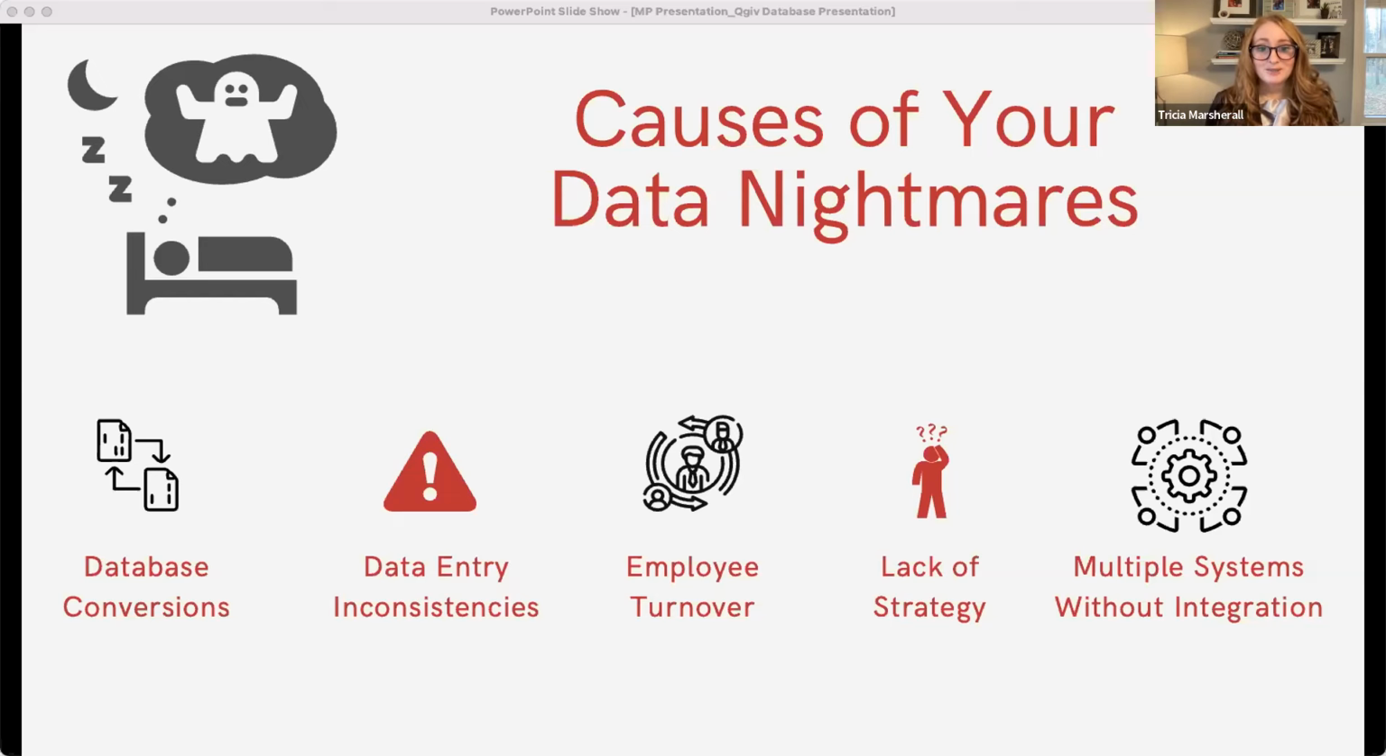Missing the big picture. So sometimes the database coding is set up for those one-off events, the reports or initiatives.